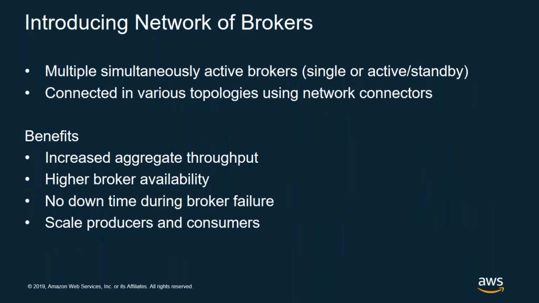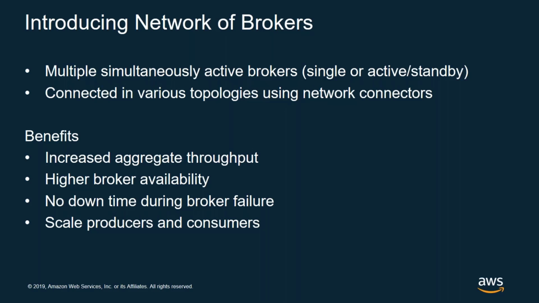So that's a high-level introduction to Amazon MQ. Last year in December, we introduced a service called Network of Brokers. Network of Brokers is a relatively advanced feature of ActiveMQ that connects multiple active brokers, both single instance and active standby, in various different topologies with what are known as network connectors. With Network of Brokers, you get increased aggregate throughput, you get higher broker availability, and you get zero downtime basically when you have broker failure.